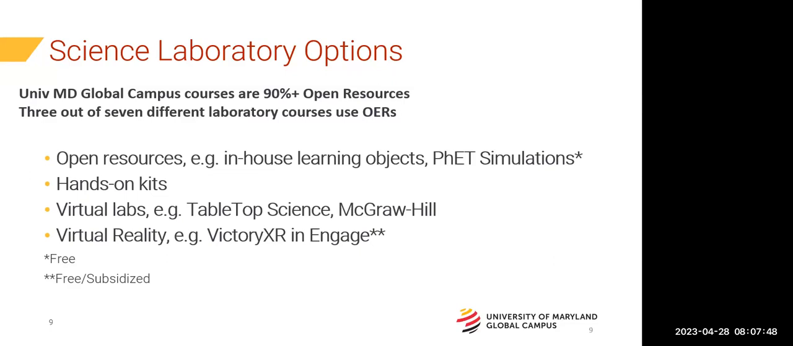But being with the University of Maryland Global Campus and seeing some of the hurdles that we've encountered, we started to come around to understanding that we needed to come up with some alternatives. The university, we do try to make the learning experience and the cost of education reasonable for our students. So 90% of our courses are using open resources.